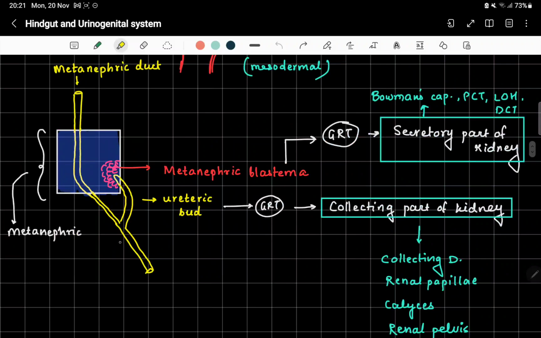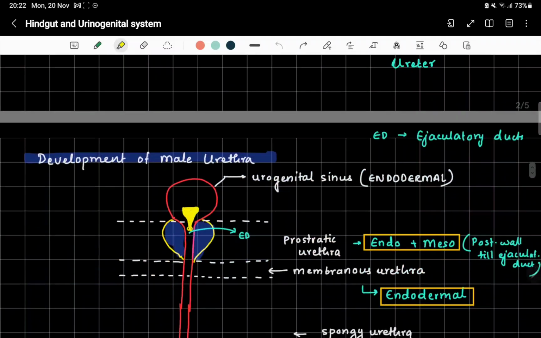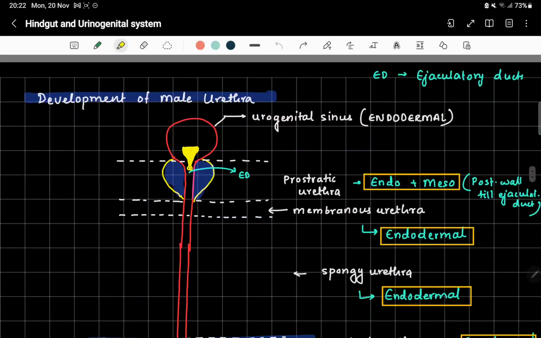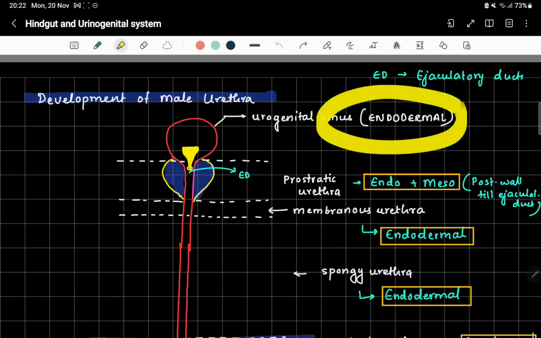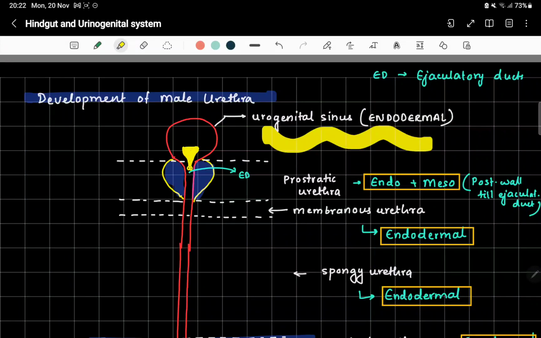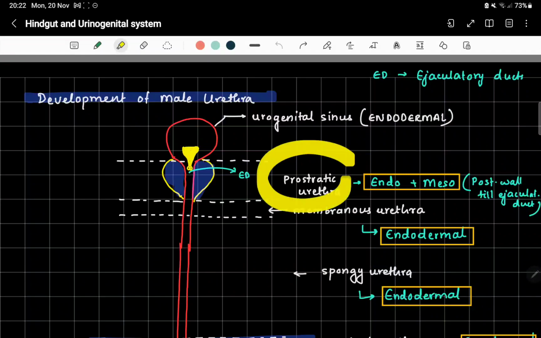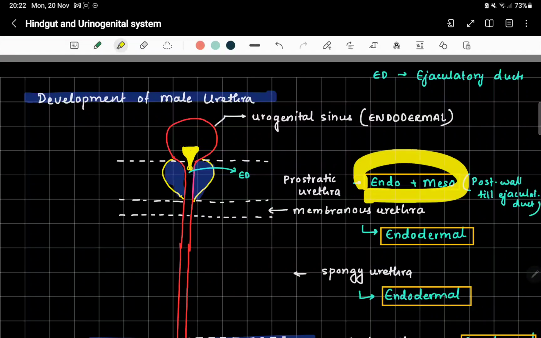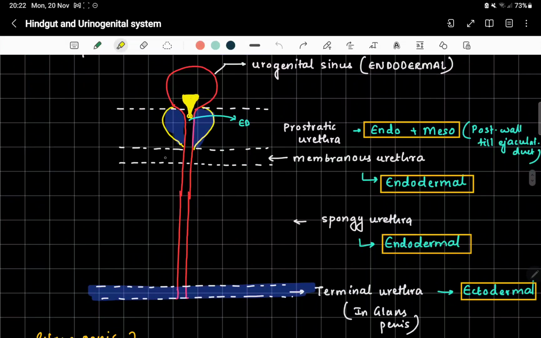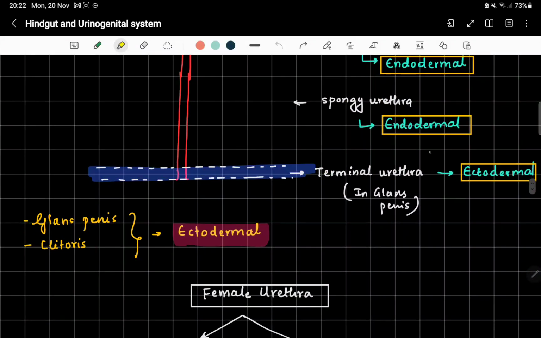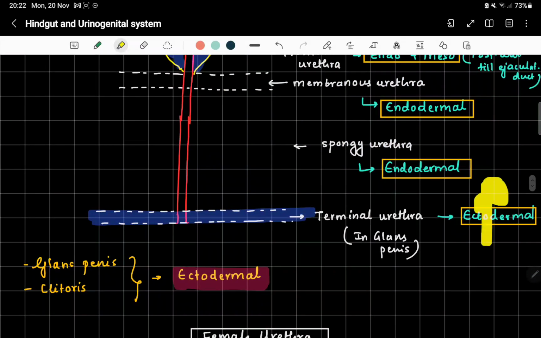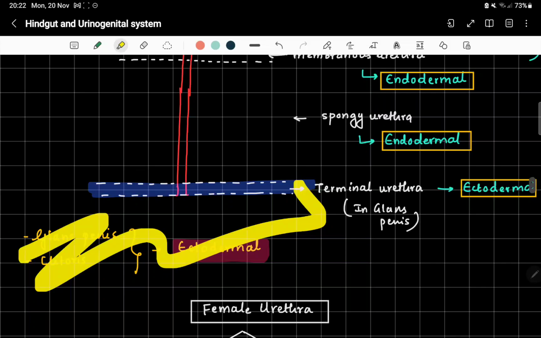Okay, so that is the ureteric bud and the metanephric blastema. About the development of the male urethra: we have the urogenital sinus, which is endodermal in origin. Then we have the ejaculatory ducts, the prostate gland and prostatic urethra, which are endodermal plus mesodermal. The membranous part is endodermal, and the spongy urethra is endodermal. The terminal urethra and the glans penis are ectodermal. Just importantly remember this ectodermal part: the glans penis and the clitoris are ectodermal structures.